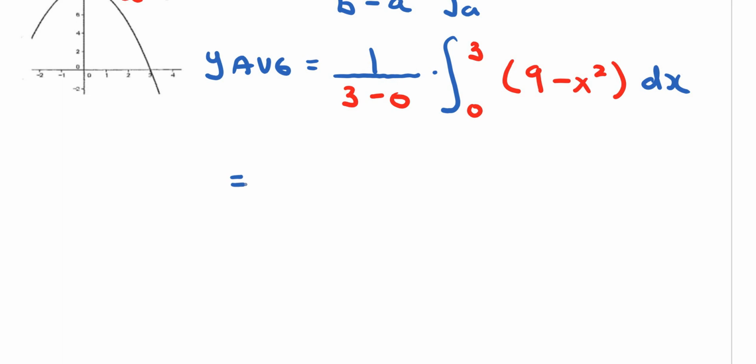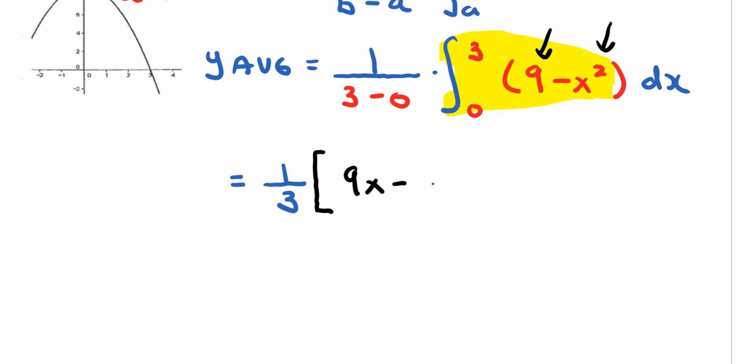So 1 divided by 3 minus 0 is going to be 1 over 3. And then for this part right here, we need to apply the fundamental theorem of calculus. So this part that's shaded in yellow here, let's go ahead and apply the fundamental theorem of calculus. The antiderivative of 9 is going to be 9x minus, and then the antiderivative of x squared is going to be x to the power 3 divided by 3. Then close the bracket off.